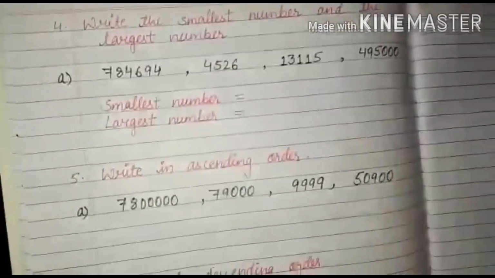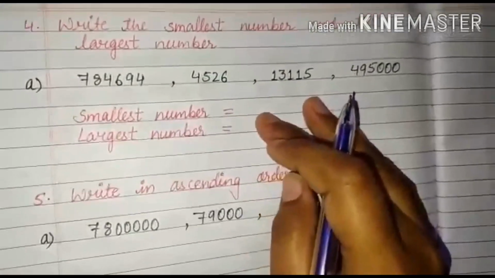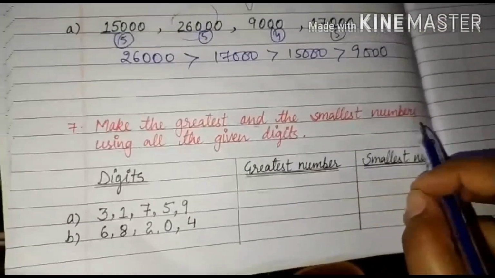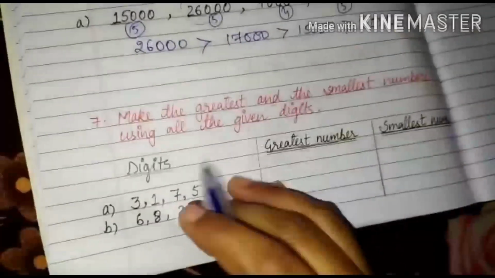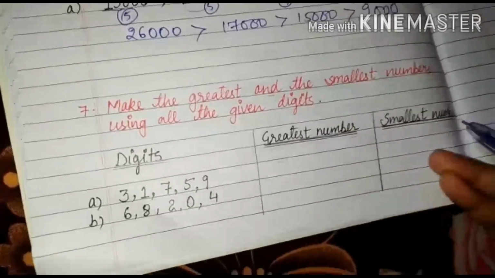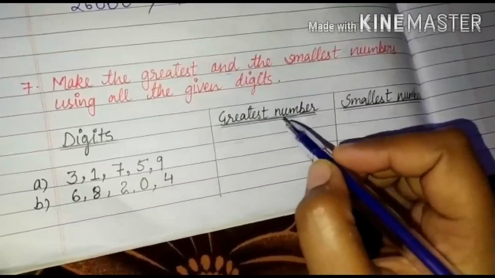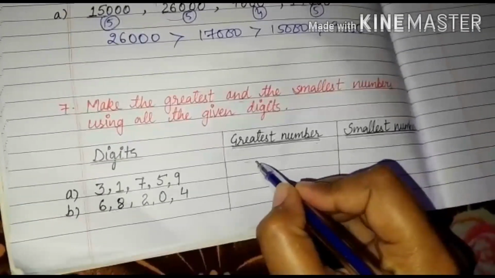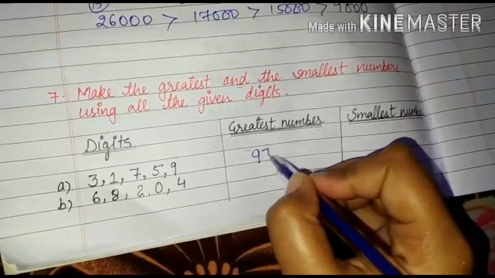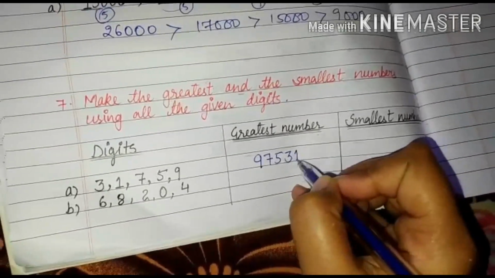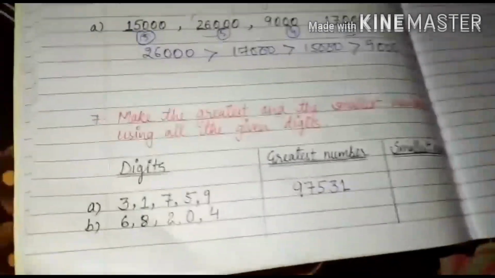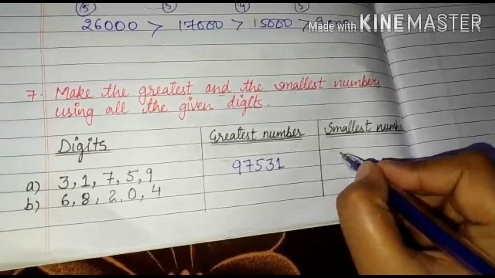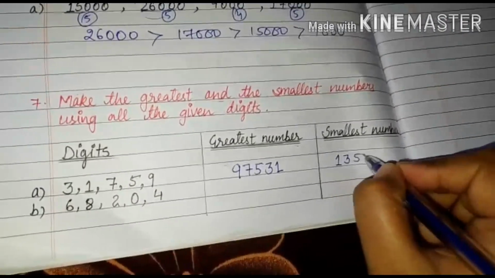Write the smallest number and the largest number. So smallest number. Last question of the exercise and of the chapter as well. Make the greatest and the smallest number using all the given digits. So digits are given to us. We have to write greatest number and smallest number. So if I have to write greatest number, just go on with descending order. That means from greatest to smallest. The greatest number is 9, and then we have 7, 5, 3, 1. Smallest number goes with the ascending order: 1, 3, 5, 7, 9.